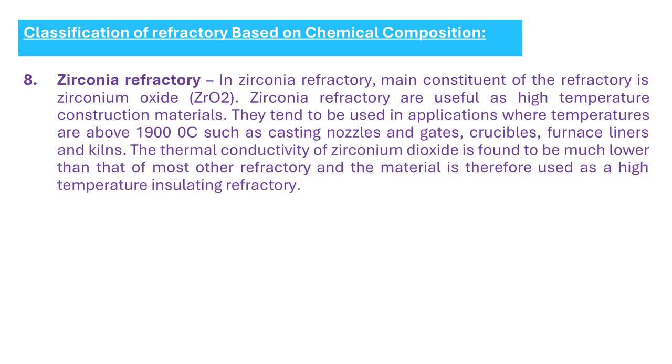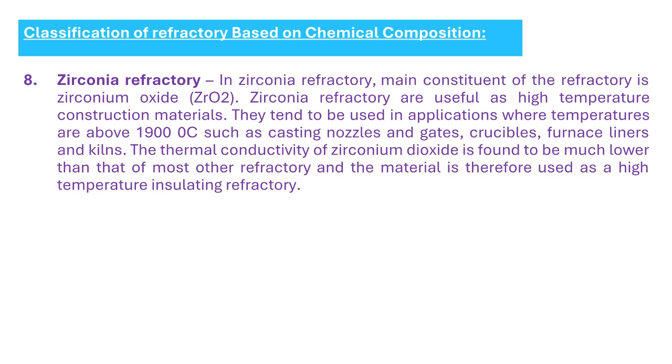Finally, let's look at zirconia refractories, premium performance materials designed for the most extreme high-temperature applications. The main constituent here is zirconium oxide, or ZrO2. Zirconia refractories are especially valuable as construction materials in environments where temperatures exceed 1900 degrees Celsius, conditions where conventional refractories simply cannot survive. They're used in highly specialized applications such as casting nozzles and gates for metal casting, crucibles for ultra-high temperature processes, furnace liners, and kilns operating at extreme temperatures.